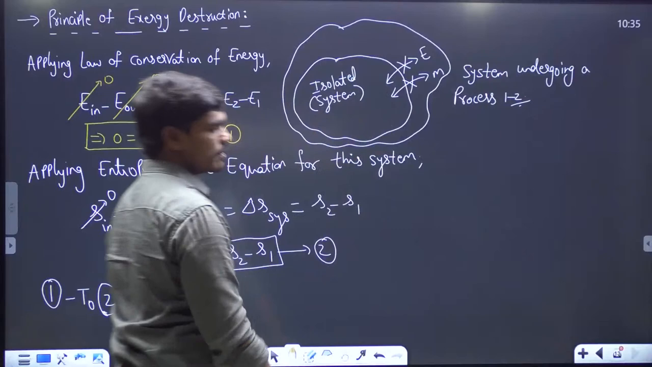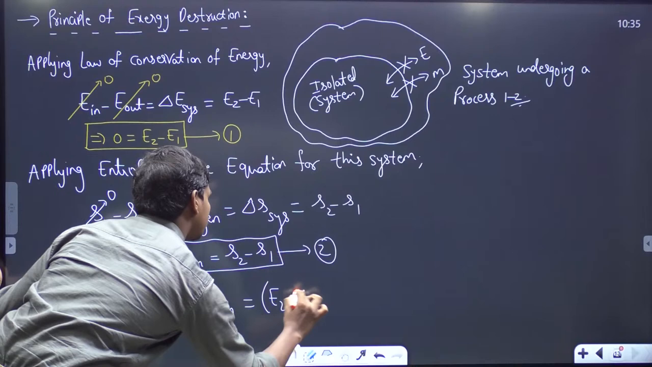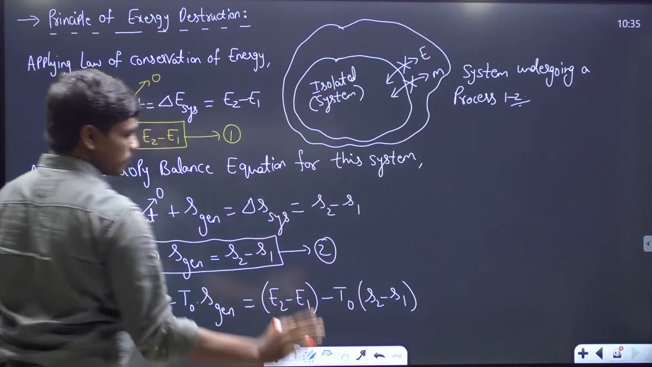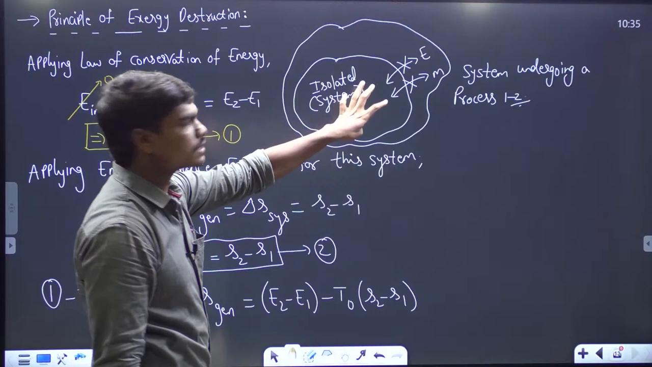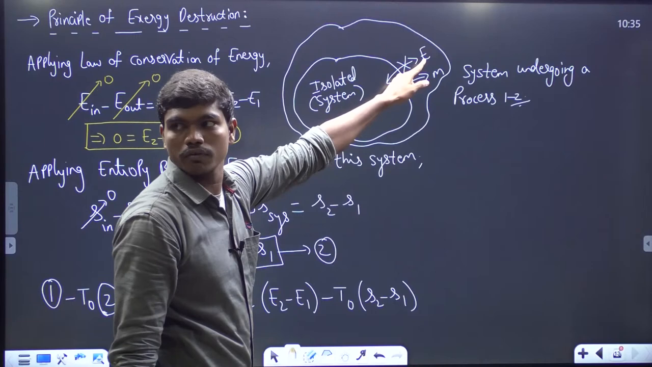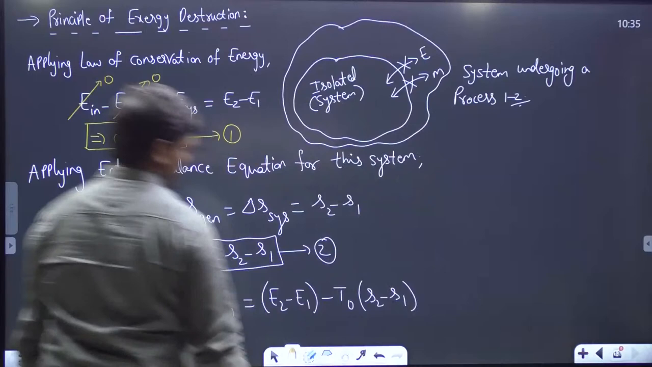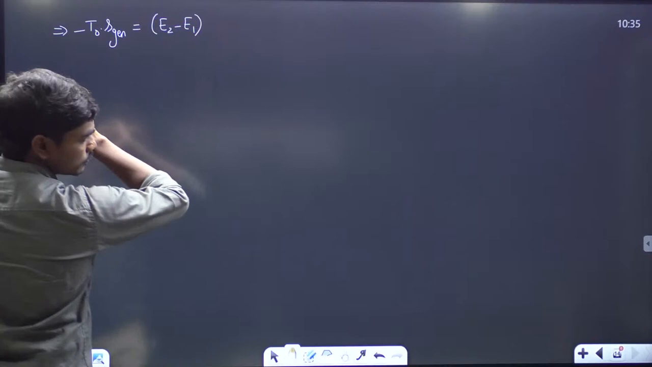So minus T naught into S generation is equal to, next, 1 E2 minus E1 minus T naught into S2 minus S1. Correct? Now, if the system is isolated, tell me one thing. What is this energy? This is nothing but the internal energy lying within the system. Correct? Because there are no energy interactions or mass interactions, which means either heat or work interactions are not allowed. So this E2 minus E1 is nothing but the internal energy of the system. So minus T naught into S generation is equal to E2 minus E1 minus T naught into S2 minus S1.